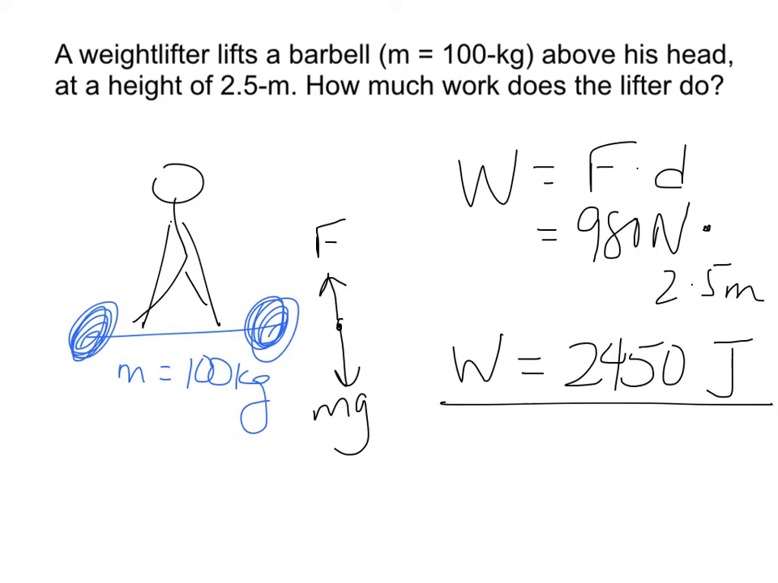So let's think about this in terms of change in energy. How is the energy changed? What type of energy is different with this barbell? If he's lifting it above his head, he is changing its potential energy, right? It's gravitational potential energy. And the barbell is higher than when it started, thus it has more energy. So he has changed the object's potential energy by an amount of 2,450 joules.